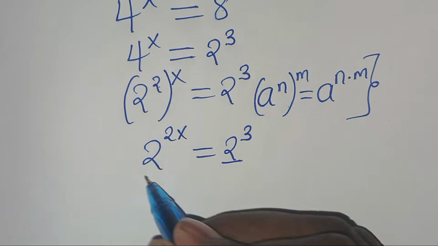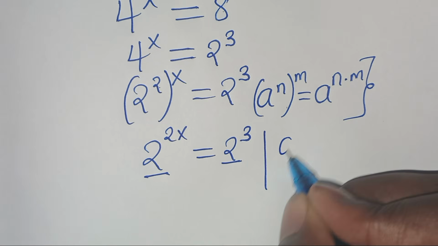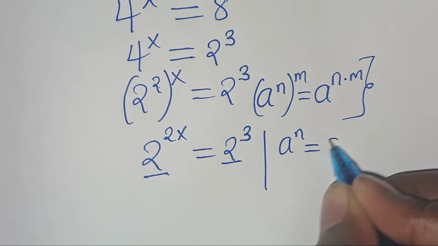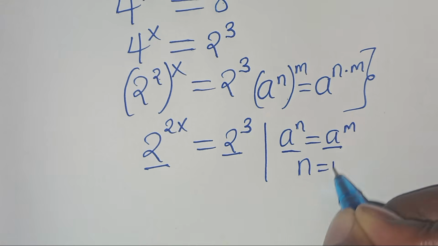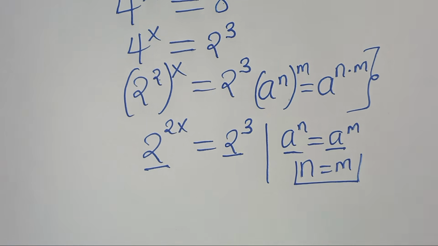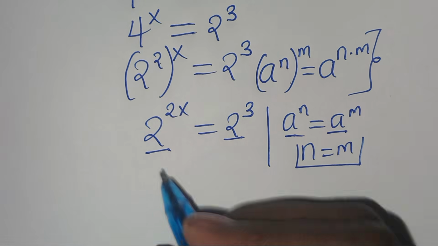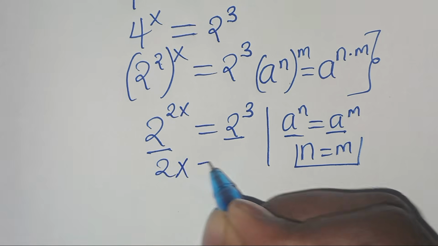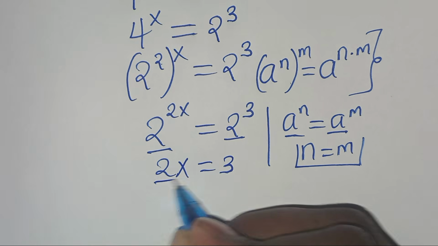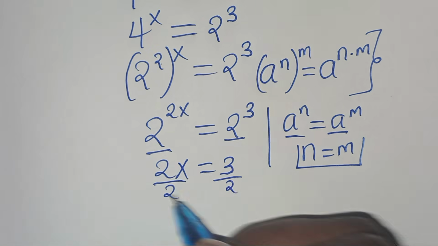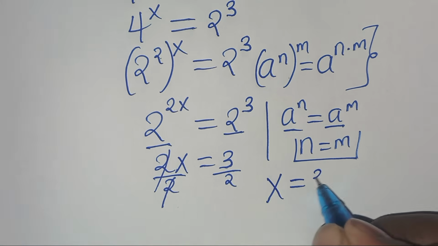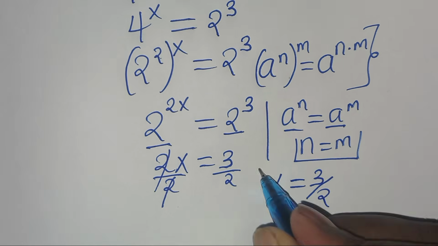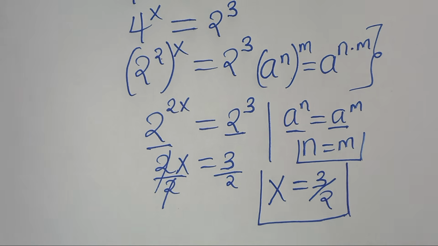Since the bases are common here, a to the power of n equal to a to the power of m means that exponent n should be equal to m. So this means that 2x is equal to 3. Let's divide both sides by 2. And this indicates that the value of x here is equal to 3 over 2. This is by applying method 1.